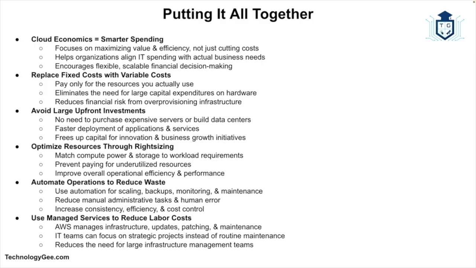So cloud economics, this is really about spending smarter, not just spending less. And with AWS, businesses can replace fixed costs with variable costs. They can avoid upfront investments. They can optimize resources through right sizing. They can automate operations to reduce waste, and they can use managed services to reduce their labor.